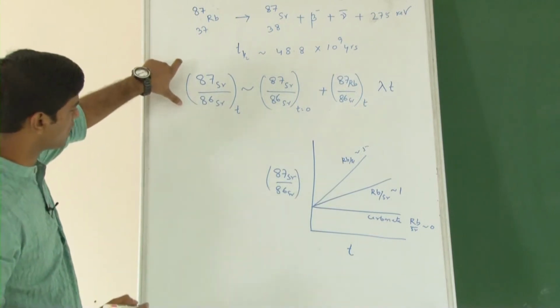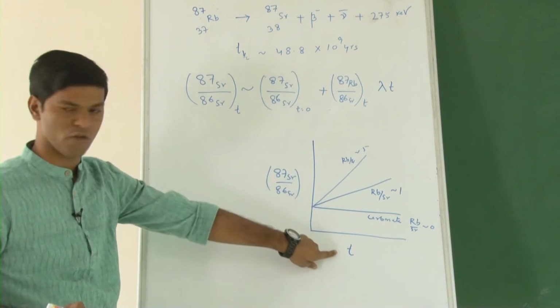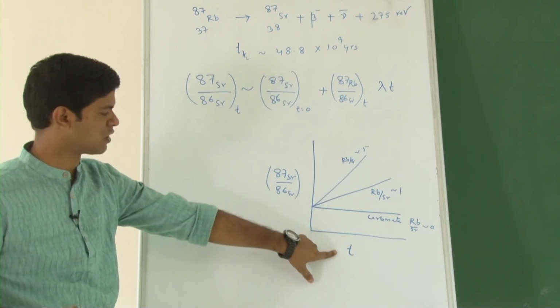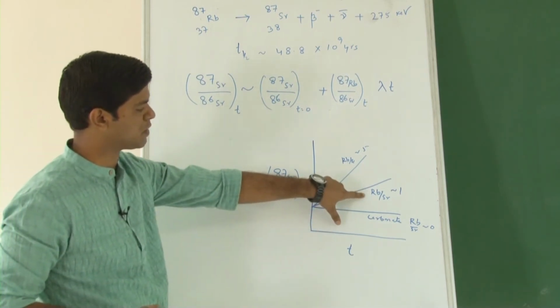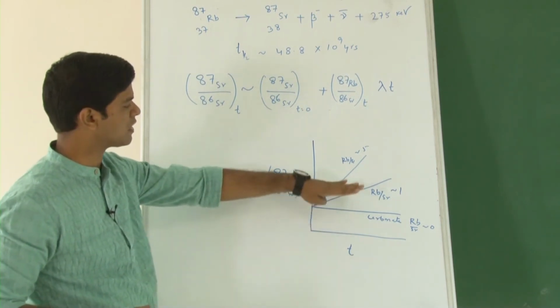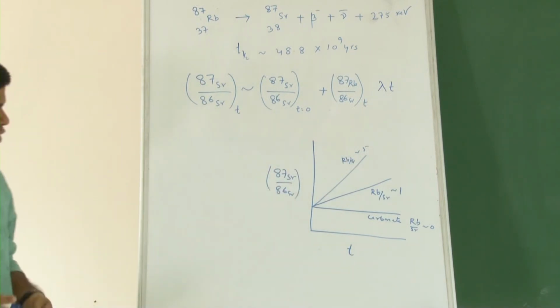So, basically what it is reflecting is that the time evolution of 87 by 86 strontium will depend on the rubidium by strontium. It will increase faster when the rubidium by strontium ratio is higher.